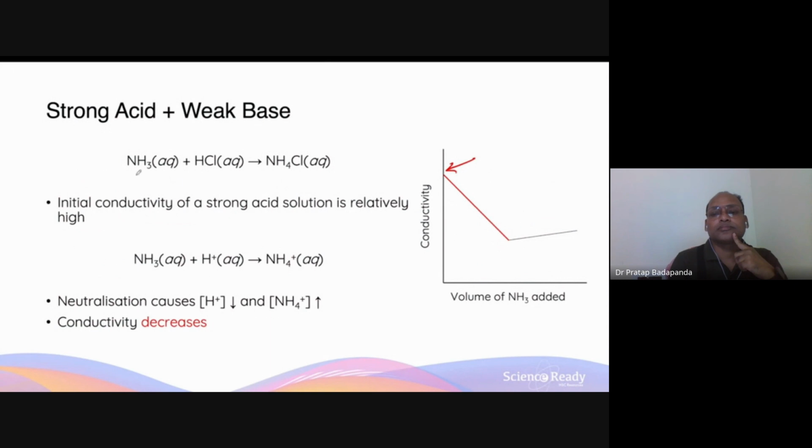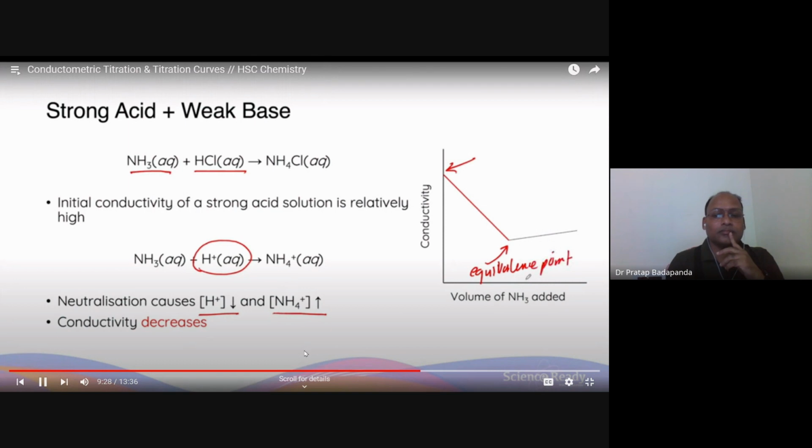As the weak base, such as ammonia, is being added from the burette to neutralize hydrochloric acid, the concentration of hydrogen ions that was in the beaker decreases due to neutralization. Although the ammonium ion concentration is increasing, the conductivity of the solution still decreases because hydrogen ions are much more conductive compared to ammonium ions. When the titration reaches the equivalence point, that is when all the hydrogen ions have been neutralized, the conductivity reaches its minimum value. So this is the equivalence point of a titration between a strong acid and a weak base.